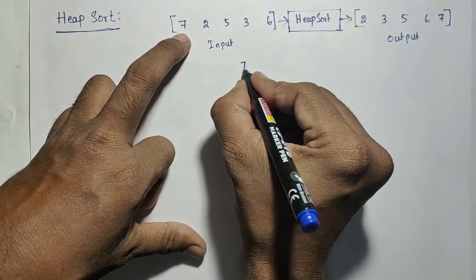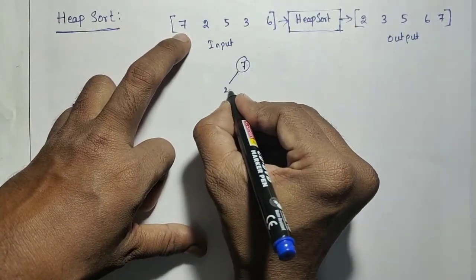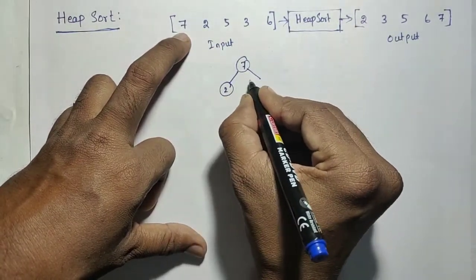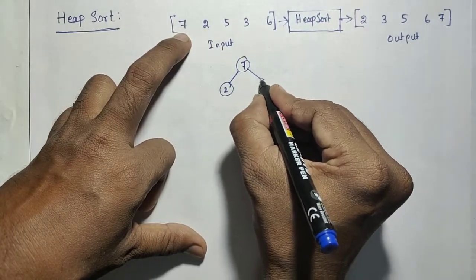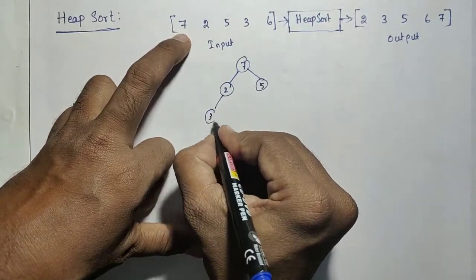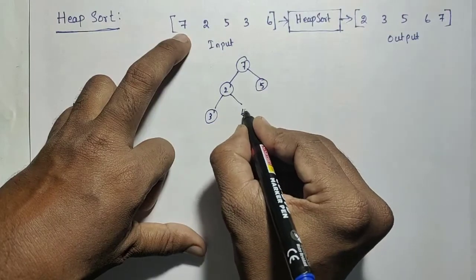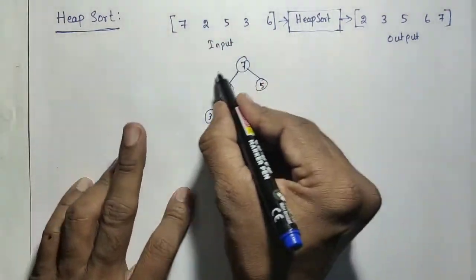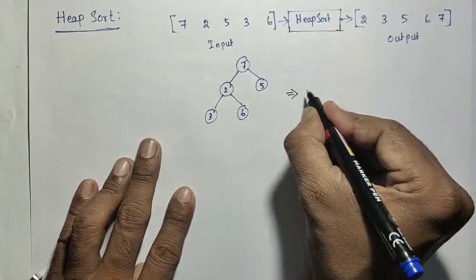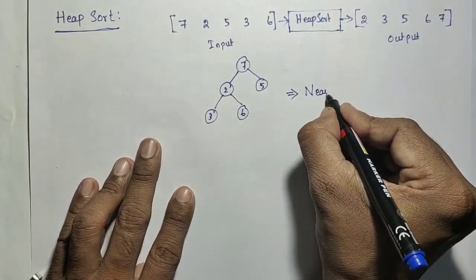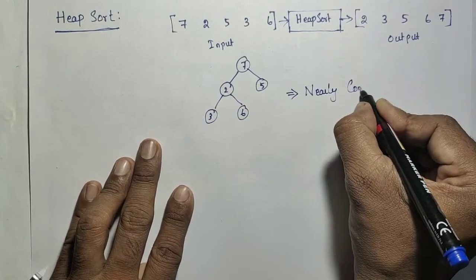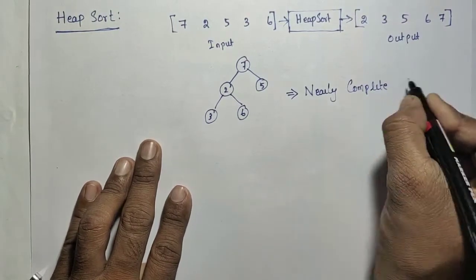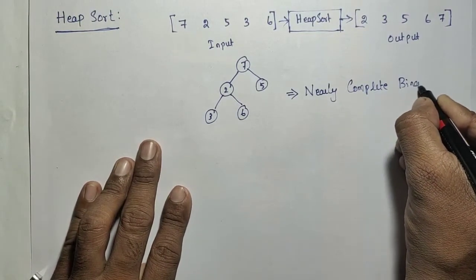For example, for this input, 7 is the root, 2 and 5 are the children of 7, and 3 and 6 are the children of 2. So the 5 elements at indices 0 to 4 are represented in the tree. So it is a nearly complete binary tree.